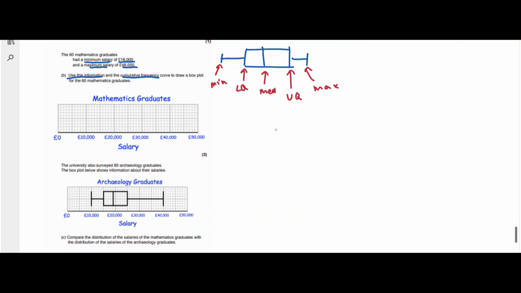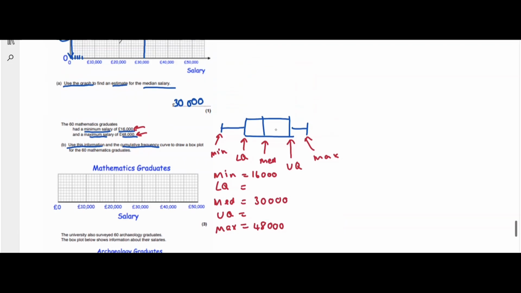Now we already have three pieces of that information. I already know my minimum because it tells me here, so my minimum is 16,000. We don't know the lower quartile, so we're going to have to work that out. The median we've just worked out was 30,000, from the cumulative frequency graph. We don't have the upper quartile, so I'm going to need to use the graph. And the maximum, I'm told here, is 48,000. So before we draw the box plot, let's work out the lower quartile and the upper quartile.